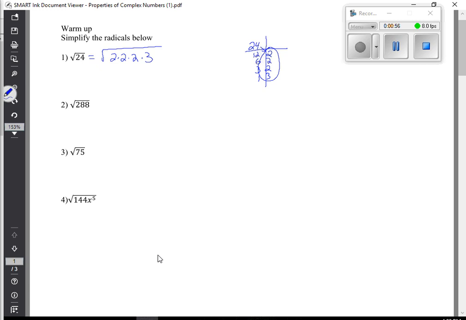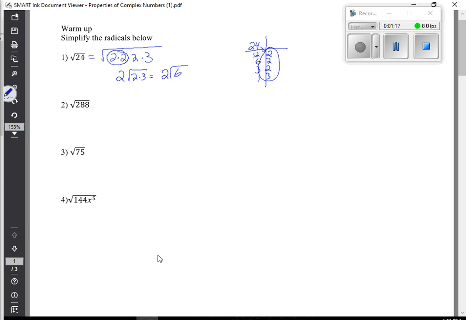Now, if you remember from Algebra 1, when you have two numbers paired together, that's a number that you can take the square root of. The square root of 4 is 2, so we have 2 on the outside and then 2 and 3 on the inside. So the simplified form of this is going to be 2 radical 6.